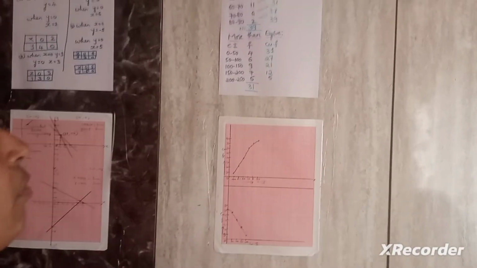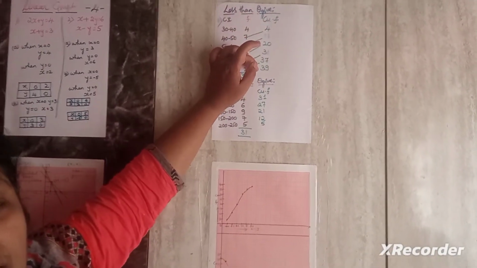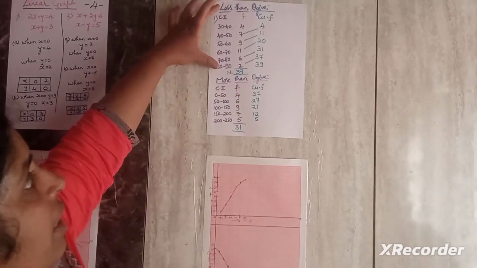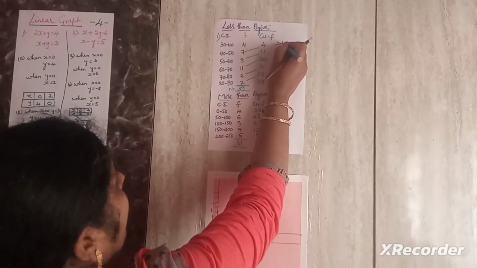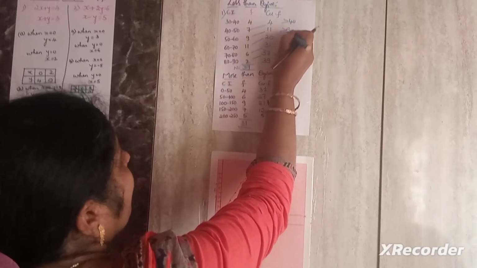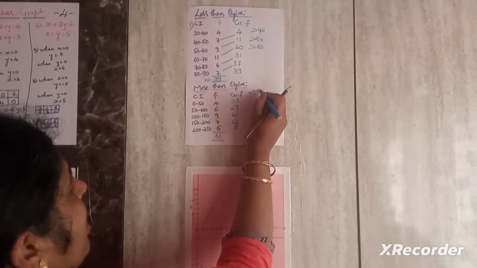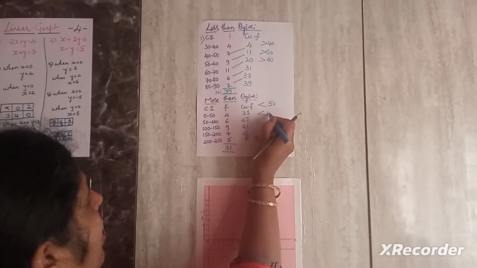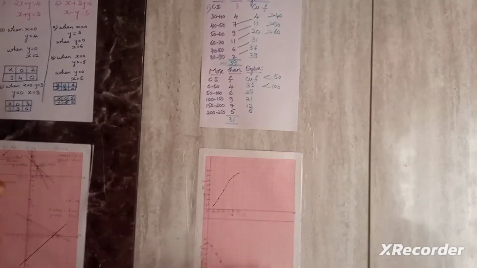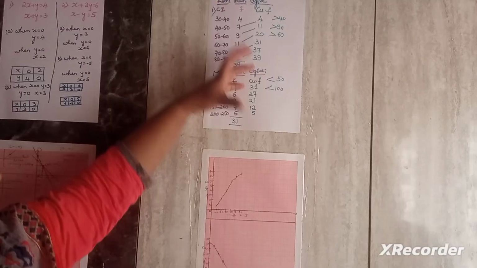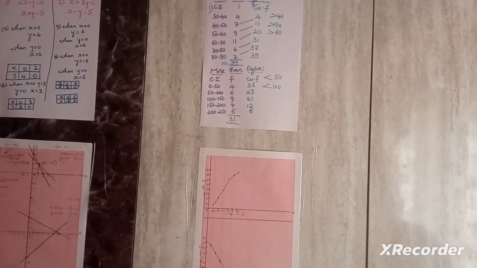And one more thing here, what happens? If this kind of question comes, you have to do cumulative frequency. Sometimes what happens, this will be given in this way. More than 40, more than 50, more than 60. This will be given like this. Less than 50, less than 100. Yes? If it is given like this, then you need not do the cumulative frequency. It is already done.